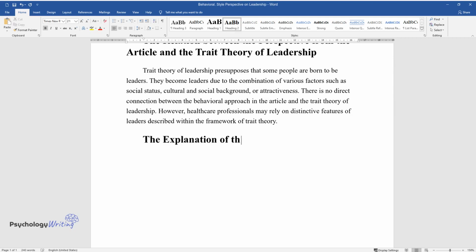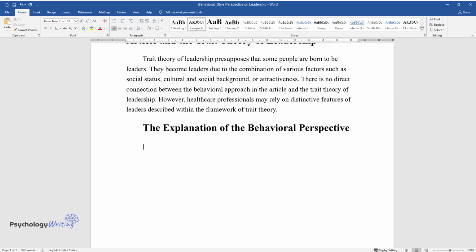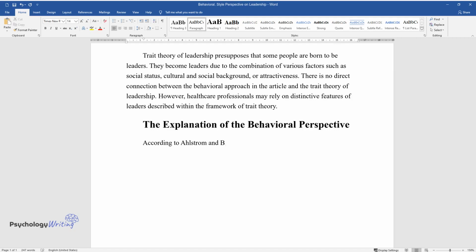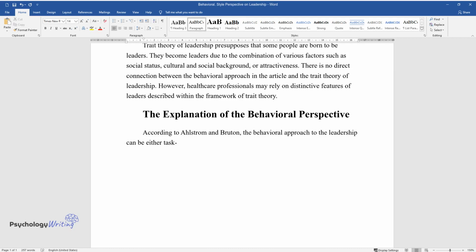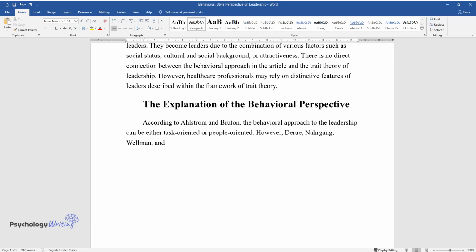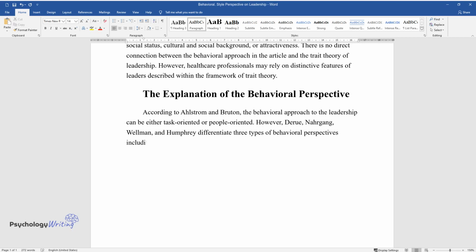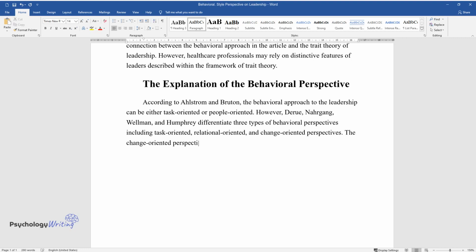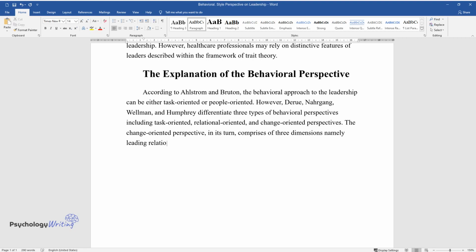The explanation of the behavioral perspective. According to Ahlstrom and Bruton, the behavioral approach to leadership can be either task-oriented or people-oriented. However, Derue, Nahrgang, Wellman, and Humphrey differentiate three types of behavioral perspectives including task-oriented, relational-oriented, and change-oriented perspectives. The change-oriented perspective, in its turn, comprises three dimensions, namely leading relationships, processes, and culture.